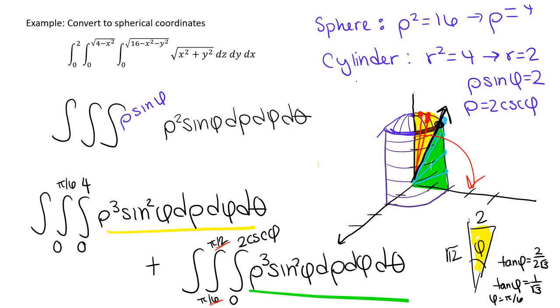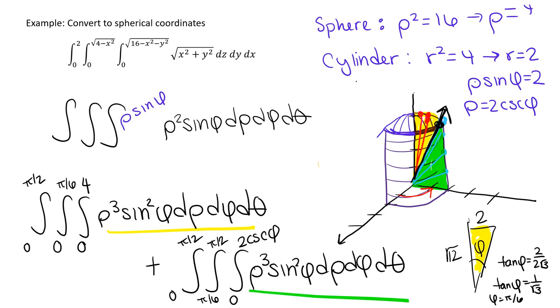And then finally, what is theta? Theta is the same angle in polar and cylindrical coordinates. So we're talking about this angle here in the xy plane. And that angle is from 0 to pi over 2, because we're just in that first octant. So those two integrals together can be used to evaluate that integral that was given in rectangular coordinates.